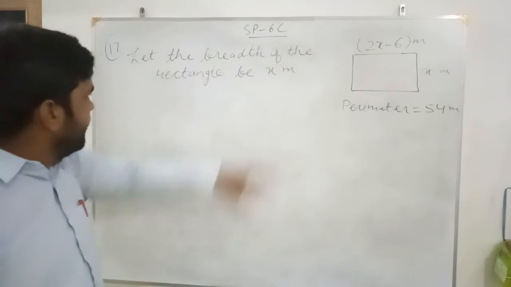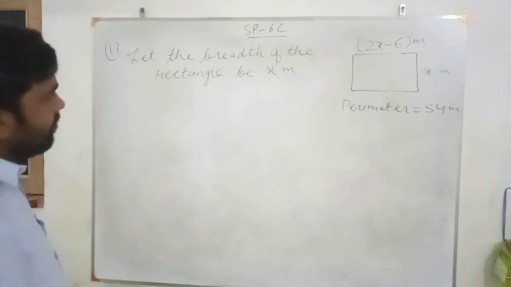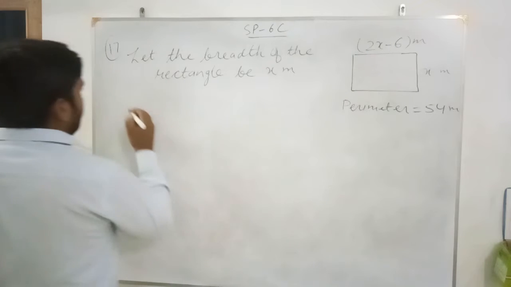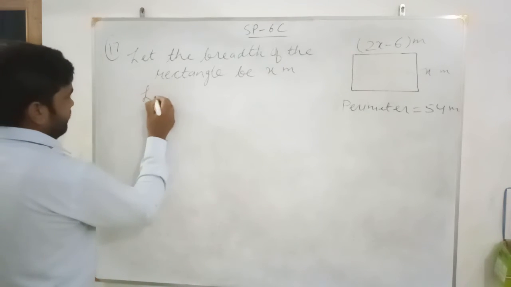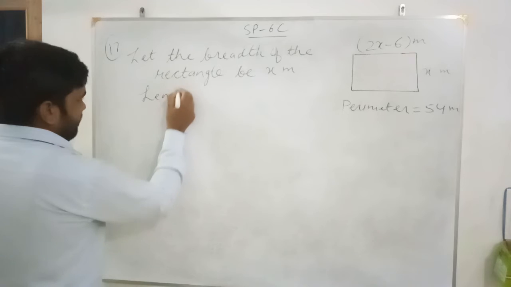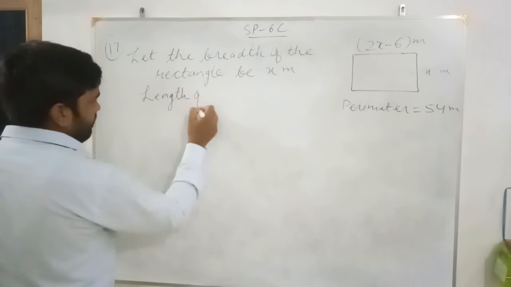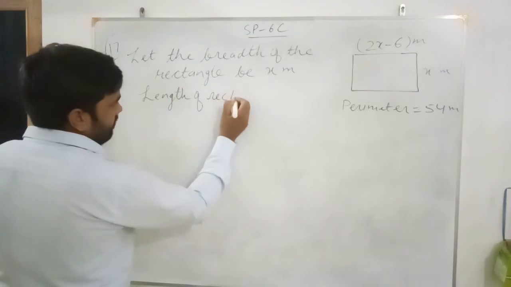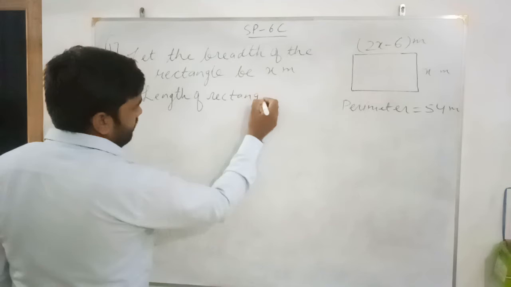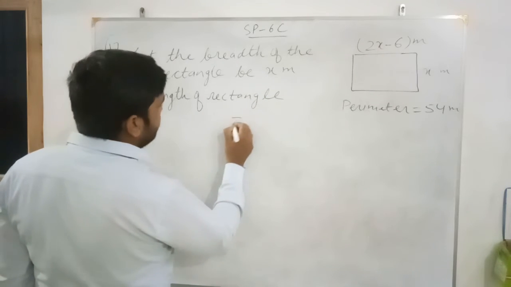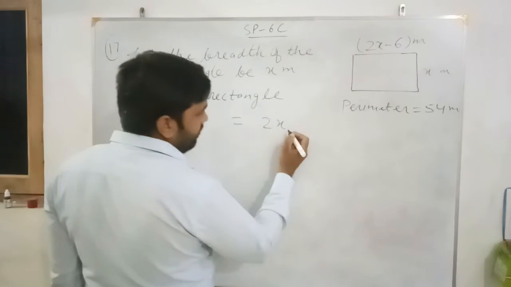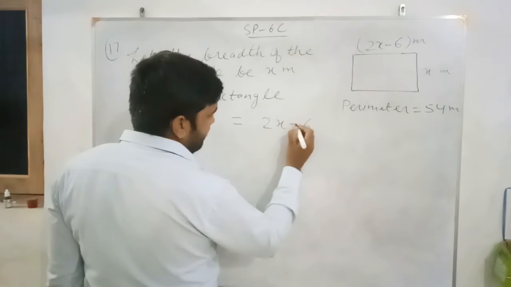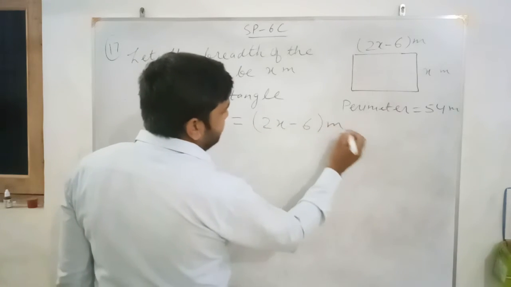So let the breadth of the rectangle be x meter. Therefore, the length of the rectangle is equal to 6 meter less than twice the breadth, that is 2x minus 6 meter.